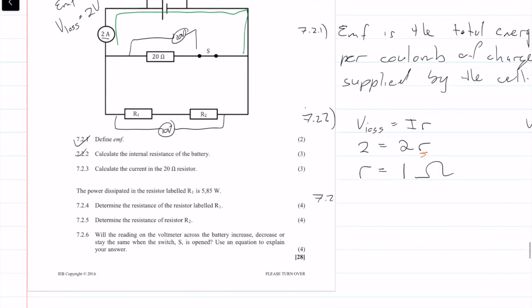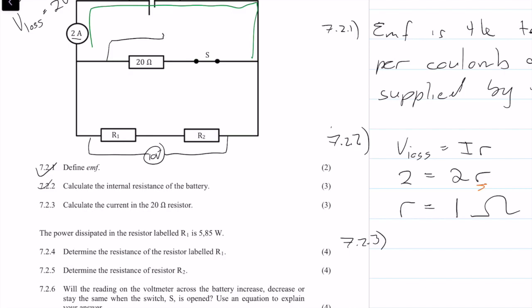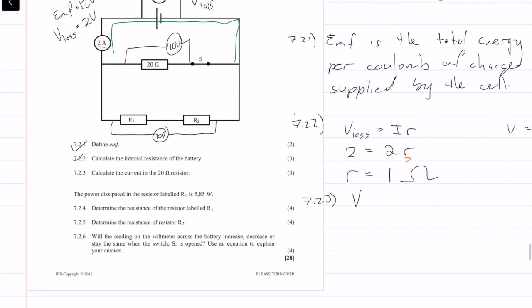Question 7.2.3. Calculate the current in the 20 ohm resistor. Nice and simple once again. This value here is 10 volts. So we can use the equation V equals I times R. The voltage is 10 volts, equal to I, the unknown, times the resistance of 20 ohms. The only unknown here is I, so we can solve for I is equal to, once again, 0.5 amps. Very nice. And we get 3 marks for that too. It's a bit generous, I think, but nevertheless, we can be happy.